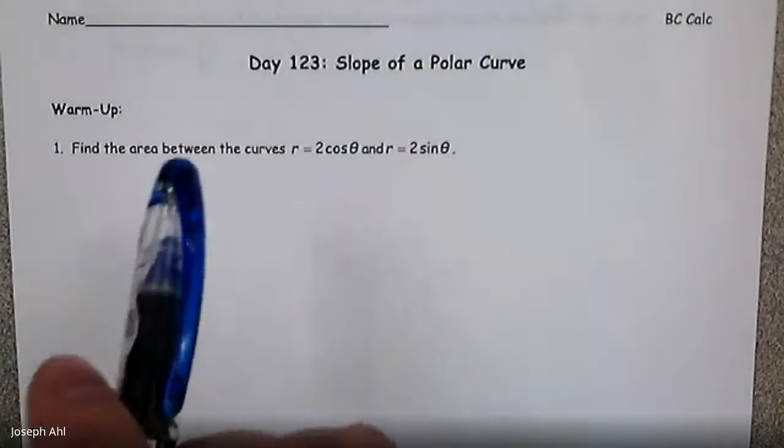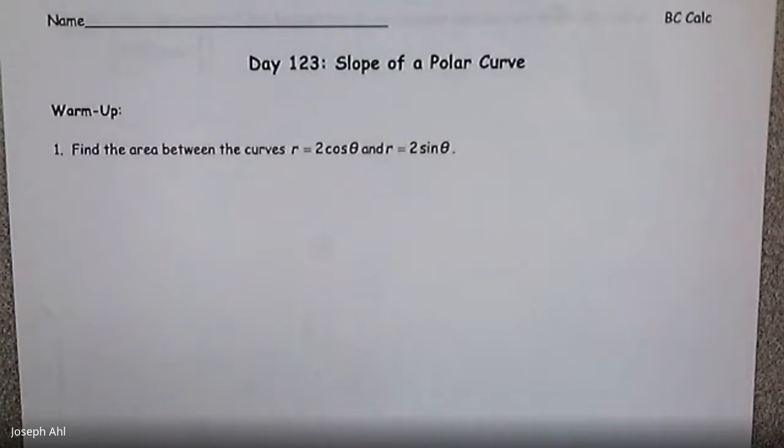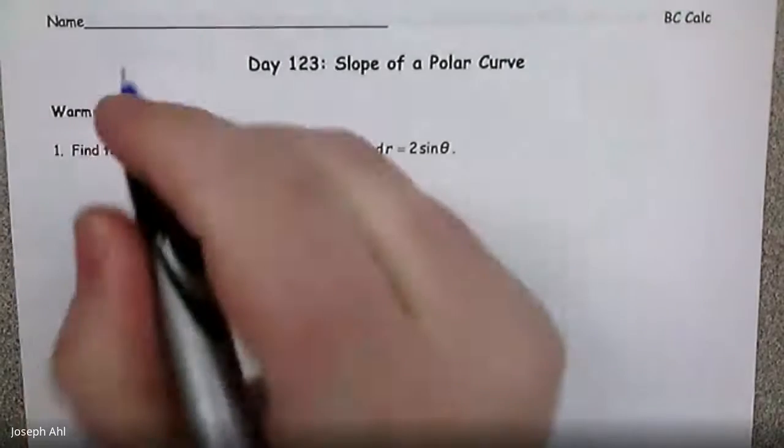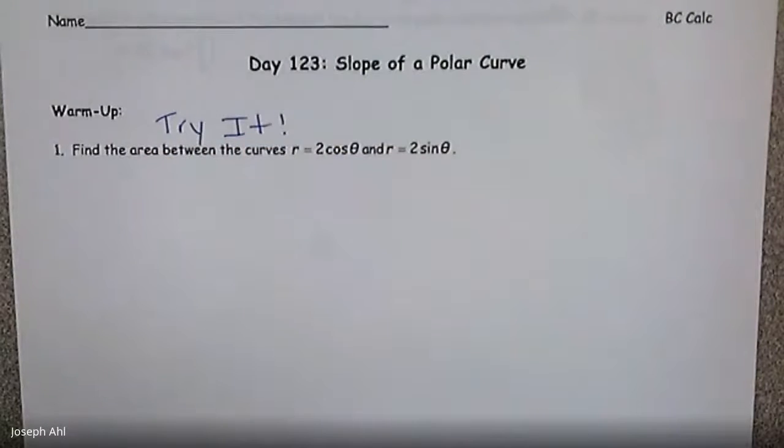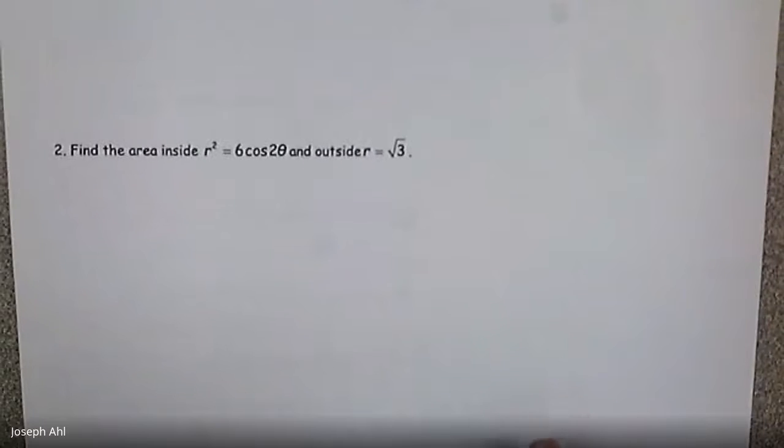So for the first warm up, find the area between the curves r equals 2 cos theta and r equals 2 sine theta. I'll have you try this one. See what you get, and we'll go over that next time we're in class. For number 2, I want to do this one with you.